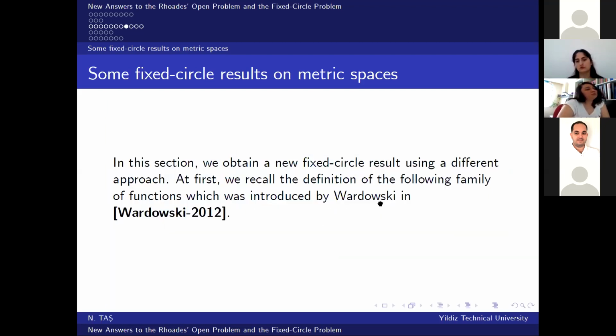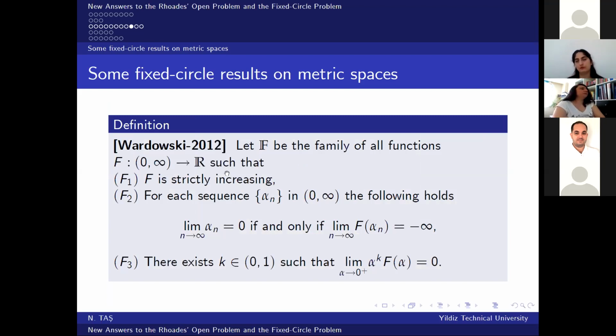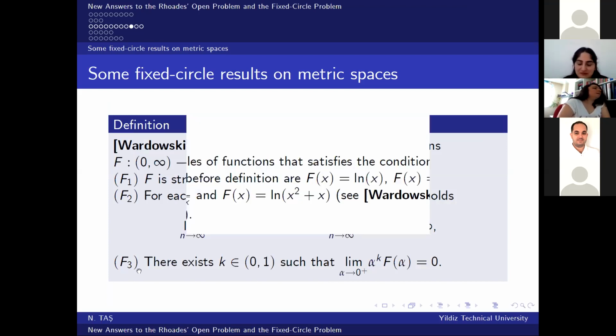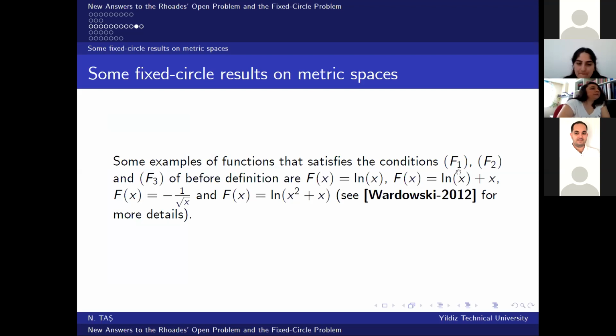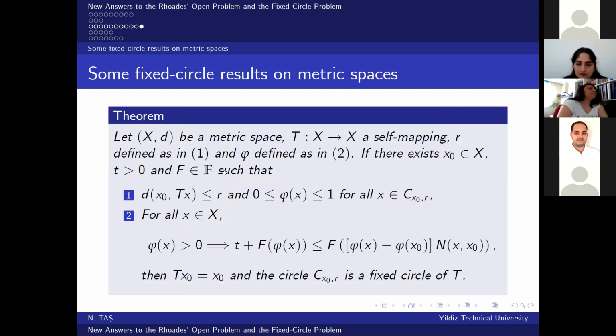And we use the Twardowski family for another fixed circle problem. Twardowski defined the family of functions satisfying three conditions. Some examples of these families: f(x) = ln x, and some others. For details, see these references. Using these techniques, Twardowski type, characteristic type, strict type, and molecular type, we give another solution to the fixed circle problem.